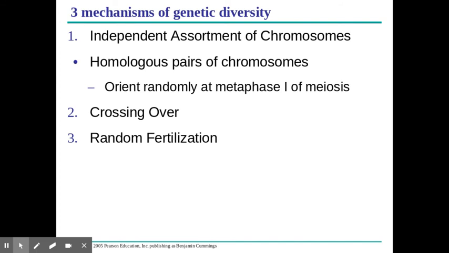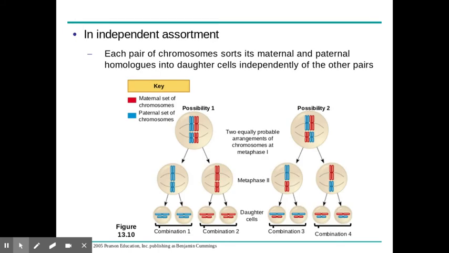So there are 3 things that are really important, and these are the 3 mechanisms that are going to create genetic diversity. The first one is independent assortment of chromosomes, and this would be how the homologous chromosomes line up or orient along the metaphase plate. Then we also have crossing over, and then we have random fertilization. So I'll go through each one individually.